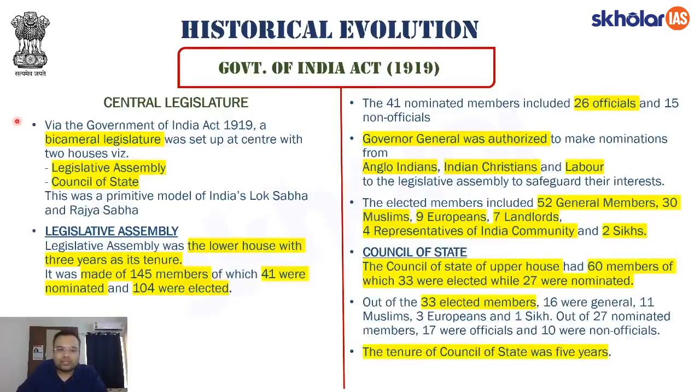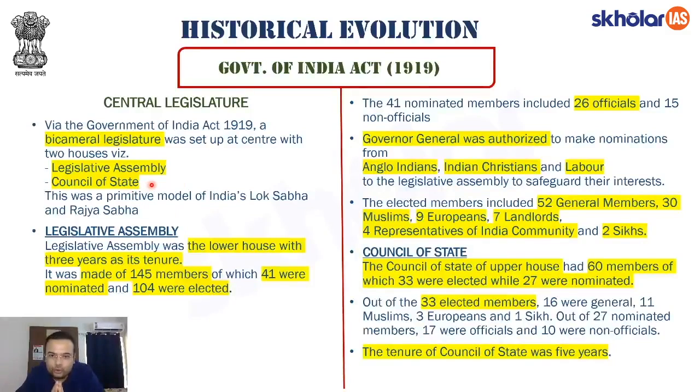So now we come to another important aspect, that is central legislature. What exactly does Government of India Act 1919 say about central legislature? The first thing is, via the Government of India Act 1919, a bicameral legislature was set up at the center. That is, 2 houses were set up at the center. Bicameral legislature means that there will be 2 houses, that is called parliament. Today, when we talk about India, we know there are 2 houses of parliament. One is Lok Sabha, other is Rajya Sabha. In Government of India Act 1919, bicameral legislature was brought about at the center, and there were 2 houses, Legislative Assembly and Council of State.